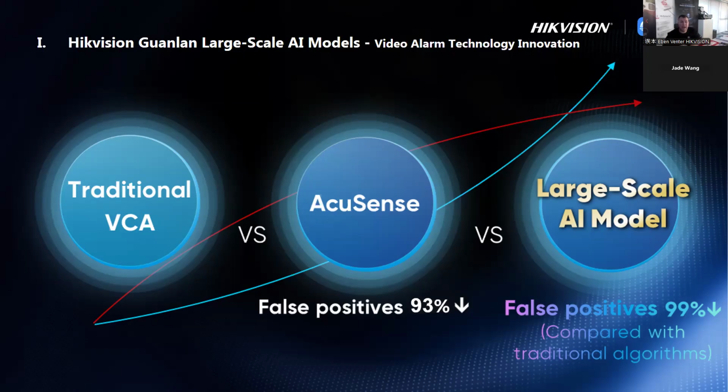VCA is what we focus on, accuracy. We want that accuracy itself. But VCA also tells us what has happened, where AccuSense tells us what's going to happen using those type of features. But now with a large scale model itself on AI, we have a 99% reduction in false alarms.